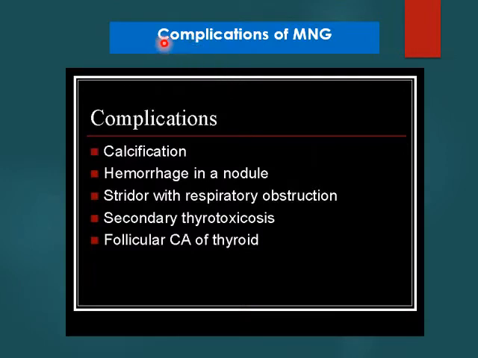What are the complications of multinodular goiter? So these are a list of common conditions: calcification of the thyroid; hemorrhage into a nodule resulting in sudden increase in size and pain, and leading to pressure symptoms such as stridor with respiratory obstruction. Other pressure symptoms include dysphagia and hoarseness of voice. Also secondary thyrotoxicosis and malignant change, especially follicular carcinoma of the thyroid.